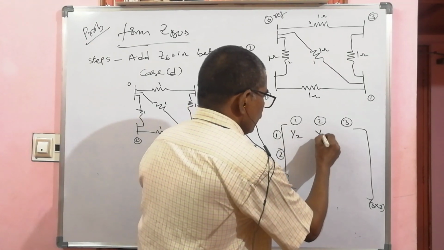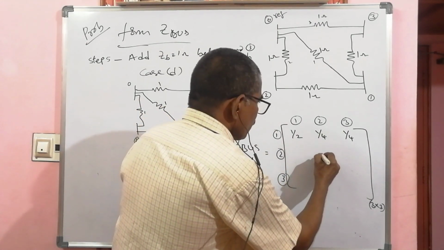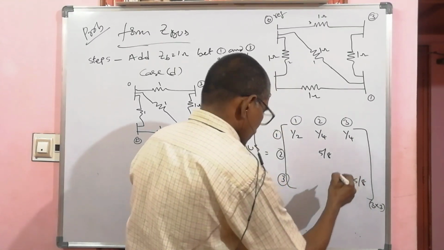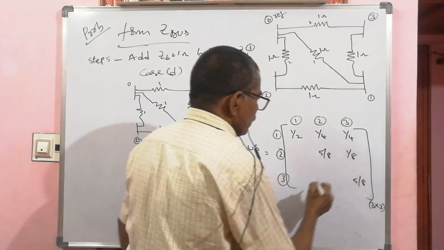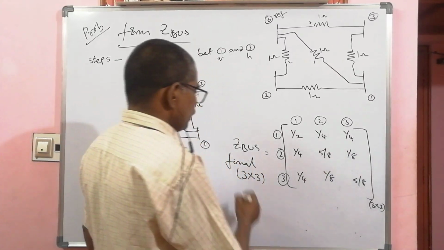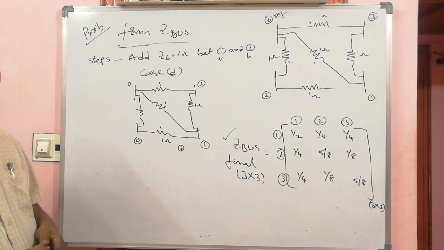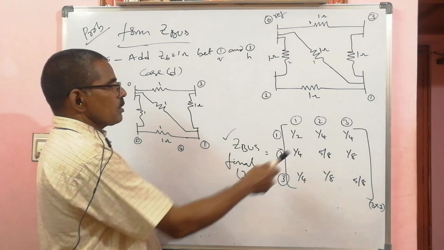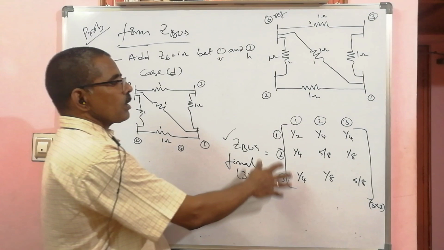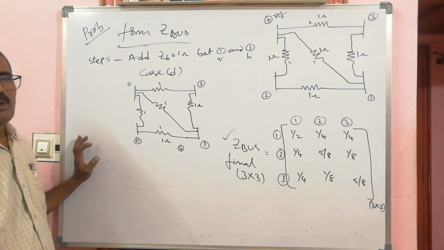1 by 2, 1 by 4, 1 by 4, this is 5 by 8, 5 by 8, 1 by 8. So this is 1 by 4, 1 by 4, 1 by 8. Okay. So for the last step, you try to follow the same methodology as we followed and try to ascertain your results. So Z bus finally you should get this. Okay, thank you.